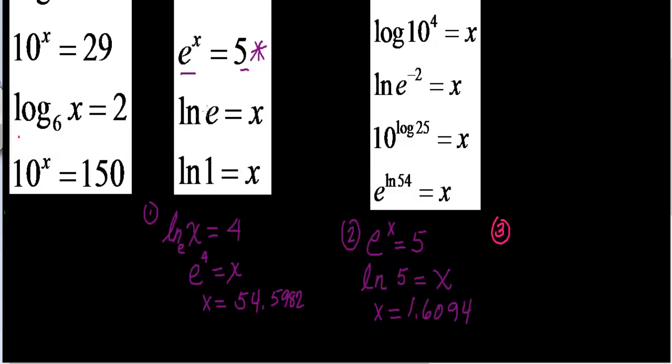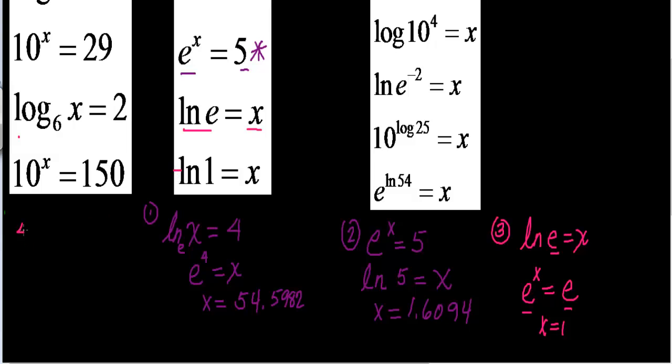Let's do number 3, this one here, natural log of e equals x. Change it to exponential form. Remember, my base here is e, so e to the x equals my argument, which is e. Now, how can this happen? If bases are equal, then my exponents must be equal. What's my exponent here? There's an exponent of 1 here, so x equals 1. There you go.